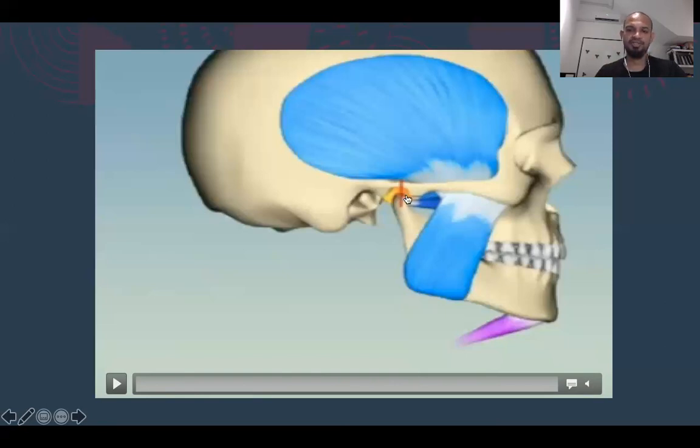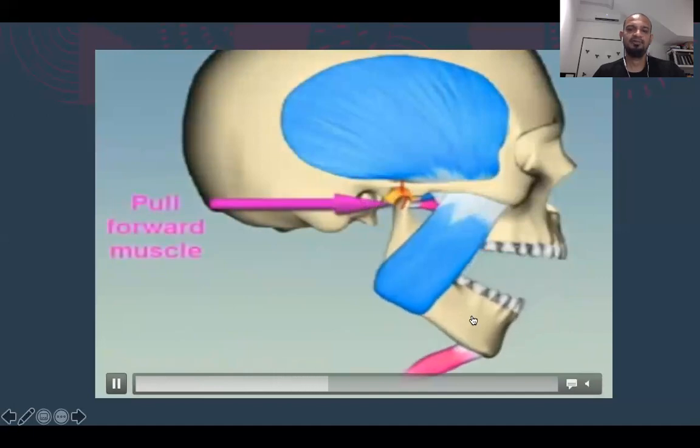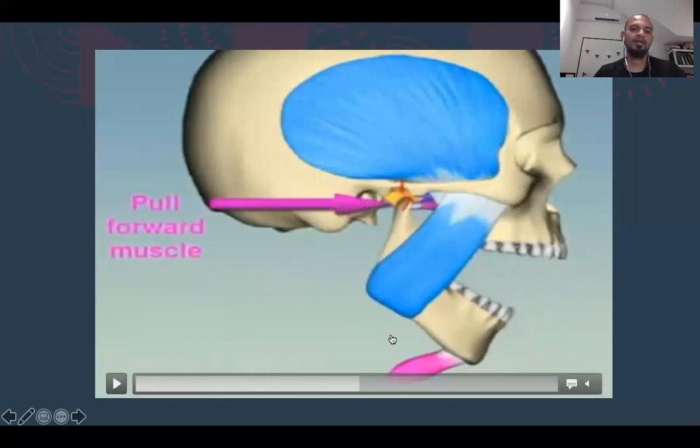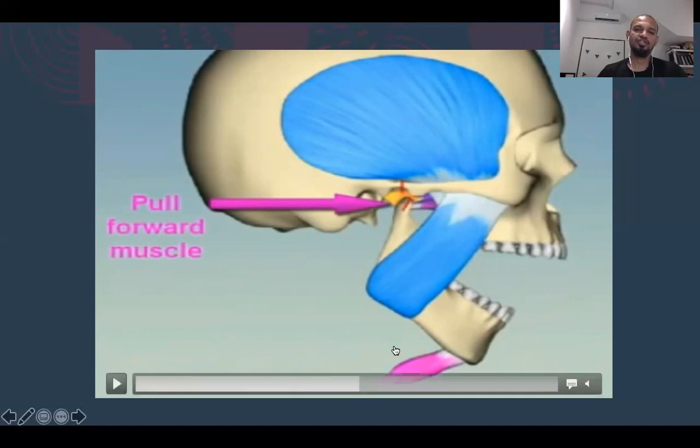So the muscle is pulling the condyle and the disc forward. And the inferior head of the lateral pterygoid provides that protracting force for the condyles and the disc to track forward. And the closing muscles, which elevate the jaw, are the temporalis and the masseter. So you can see that happening there.